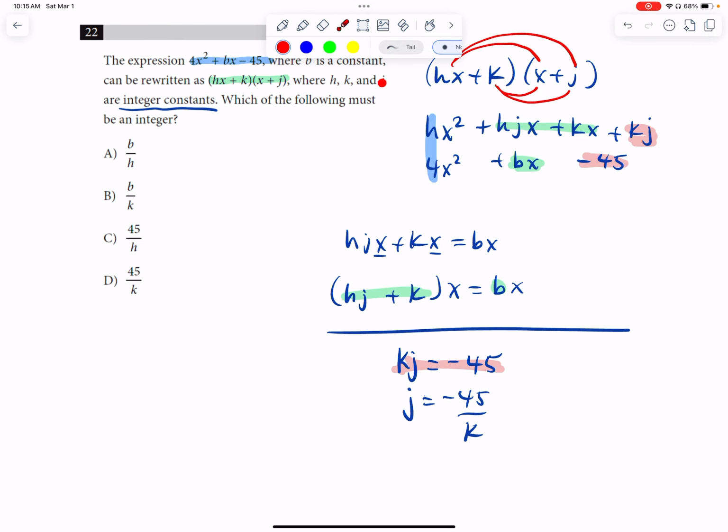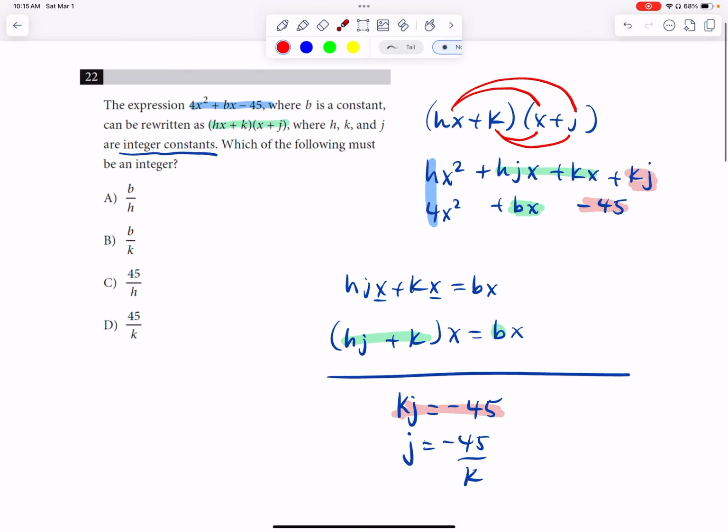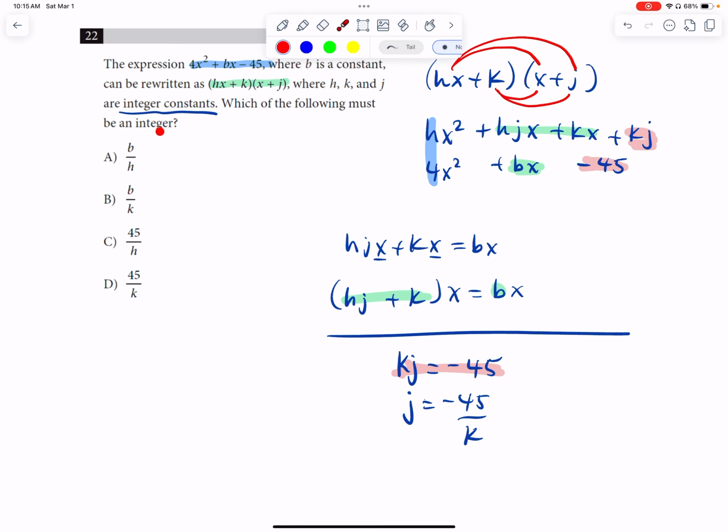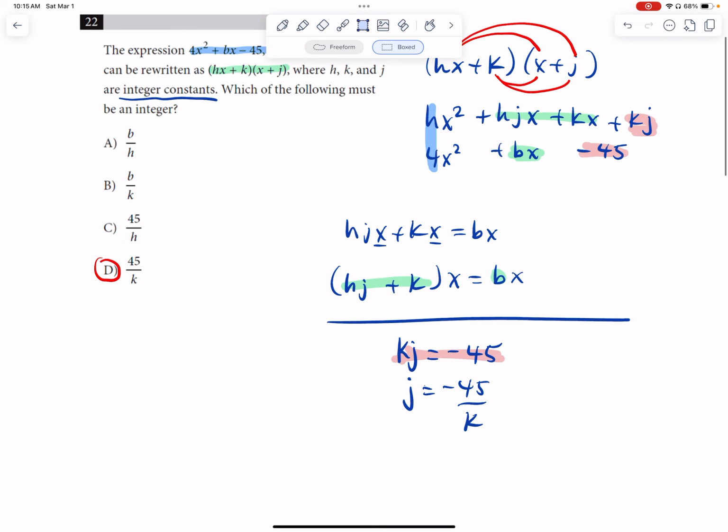And so if you know anything about FOILing and factoring, maybe you could have jumped straight to that conclusion: if I multiply the two last terms together, I'm going to get the constant term of negative 45 here, which means that I'm going to use those in order to figure out which of the following must be an integer, which brings us to answer choice D. And I think the rest of them were just kind of roughly evenly split as far as our results go between the other three, possibly as guesses.